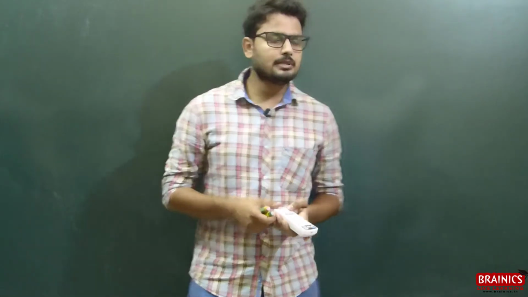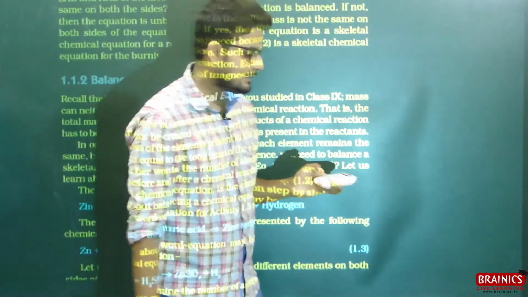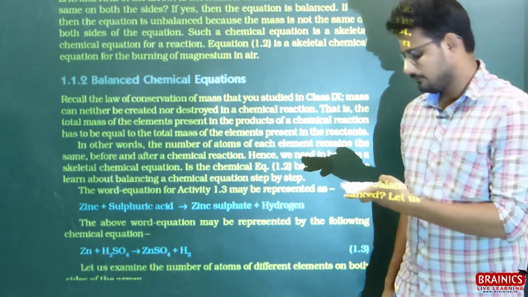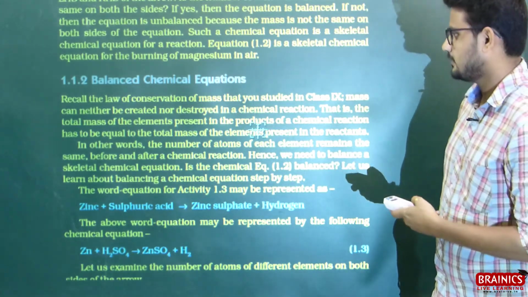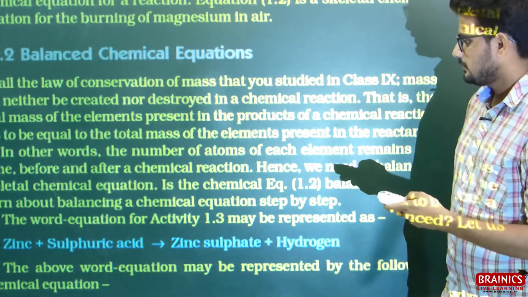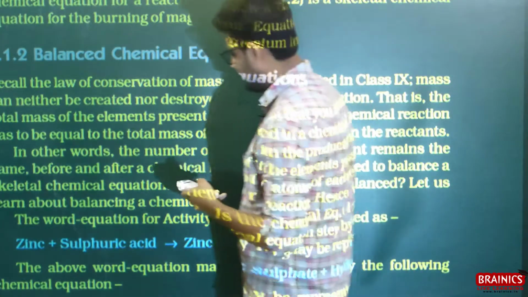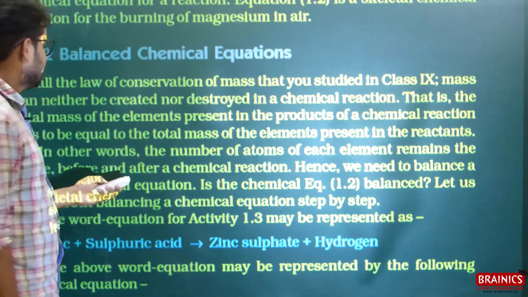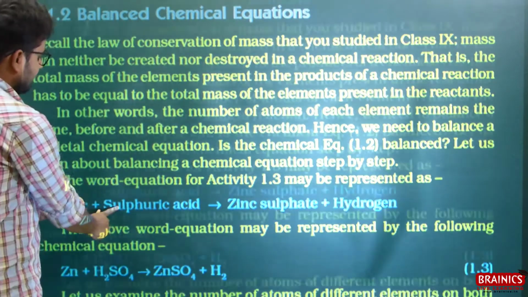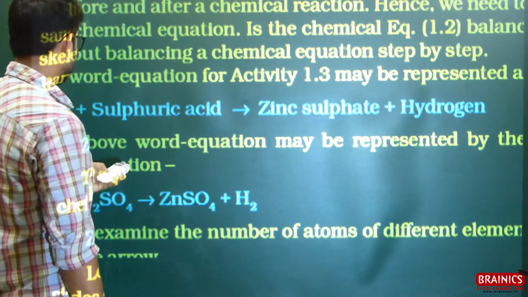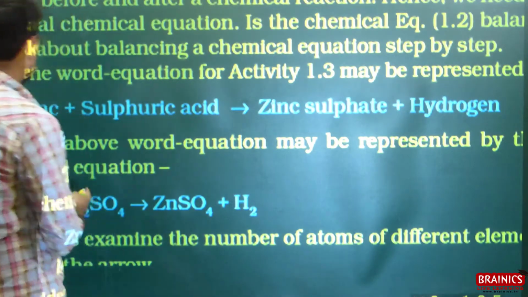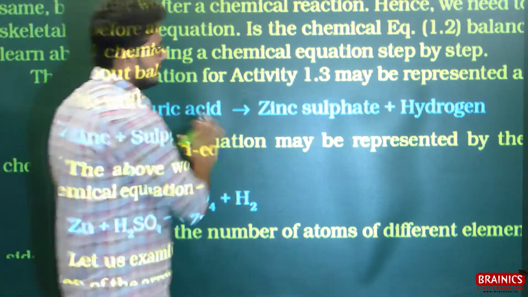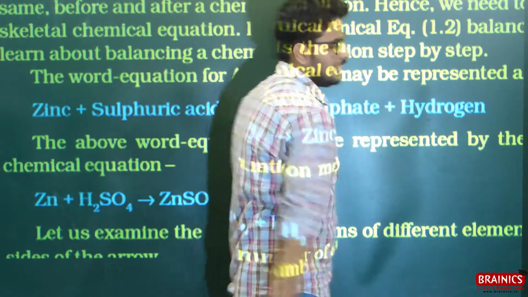Today we will be discussing balancing of chemical reactions, that is, balanced chemical equations. In the last class we were discussing zinc and sulfuric acid. Let's zoom in. What was the symbol for zinc, sulfuric acid, zinc sulfate and hydrogen?